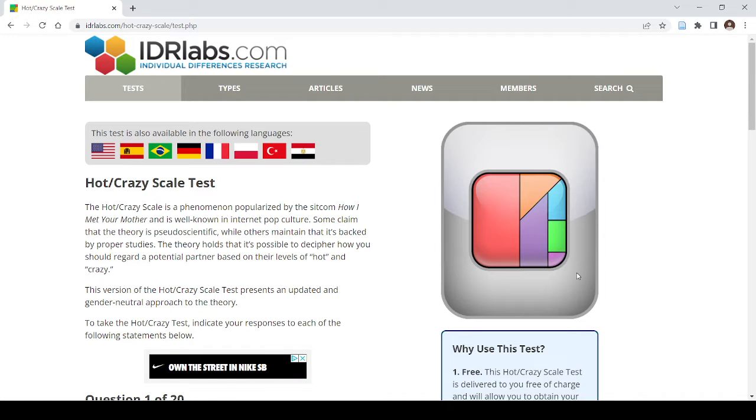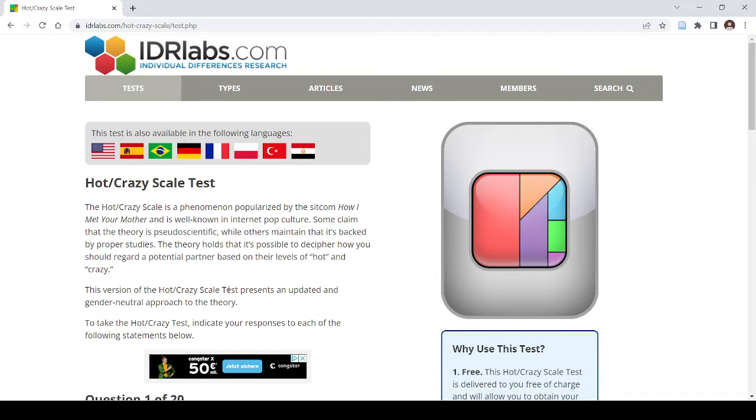And you assess the products of a company based on where they would fit on the given chart. You can make similar assessments related to both current value and potential, and changes to said value, with many other fields. So in that sense, it is to some extent backed, but you really need to do some lateral thinking in order to apply it here. The theory holds that it's possible to decipher how you should regard a potential partner based on their levels of hot and crazy.